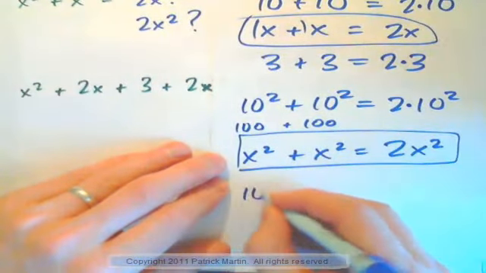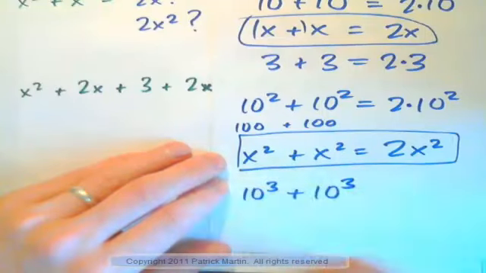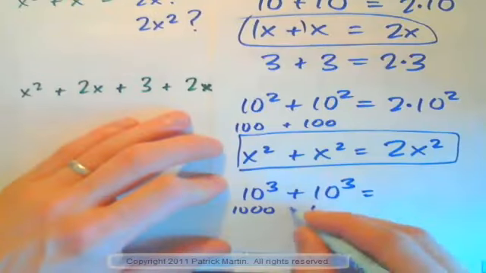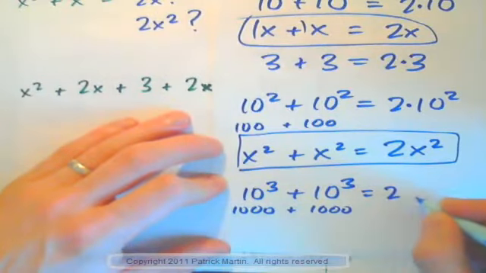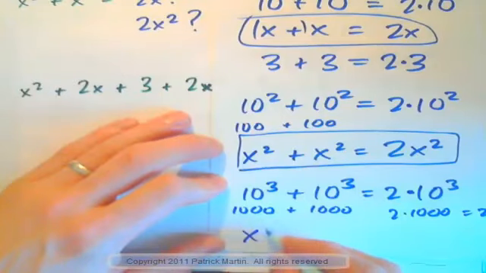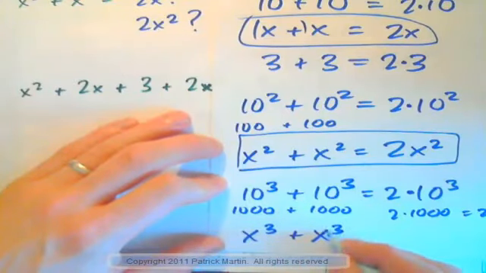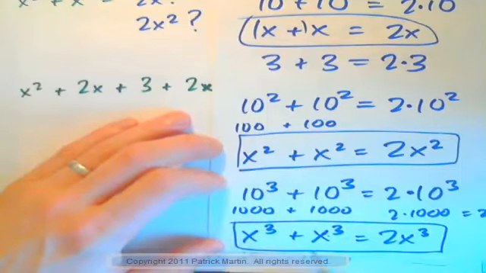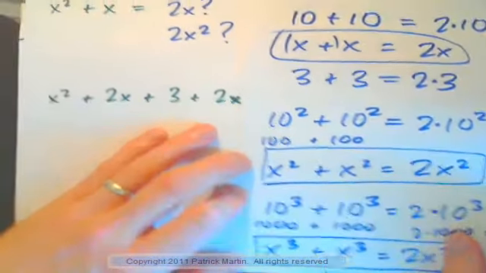If you had, say, 10 cubed plus 10 cubed, that would be 10 cubed is 1,000 plus 1,000, which would be 2,000, or 2 times 10 cubed. 2 times 1,000, which is 2,000, right? Just like x cubed plus x cubed would be 2x cubed. So if the x's have the same exponent, they are like terms, otherwise they are not.